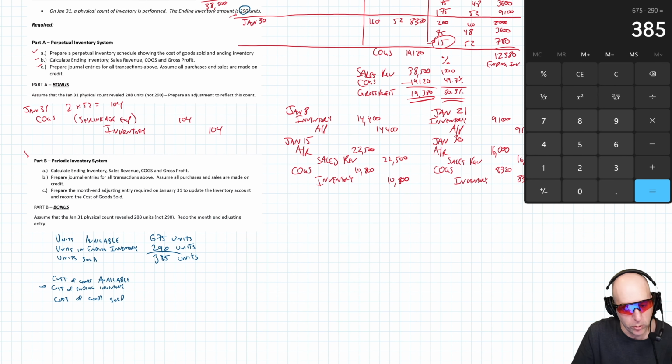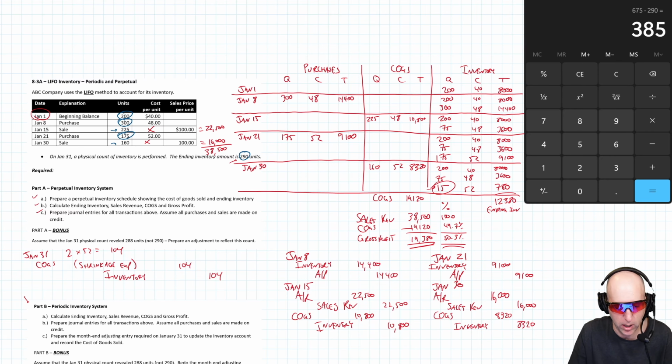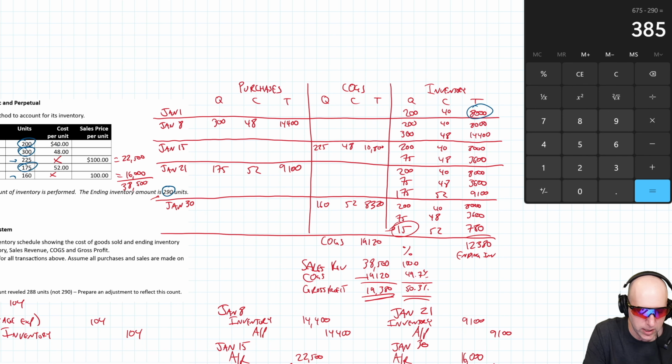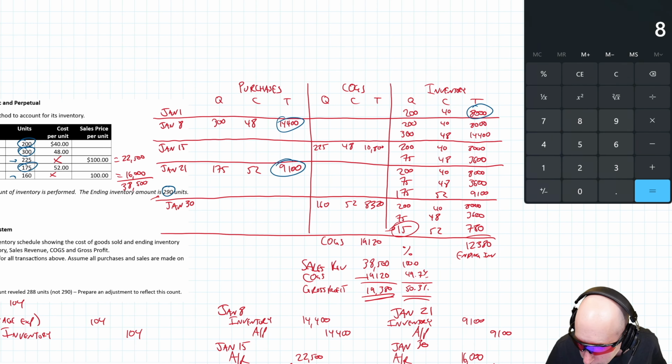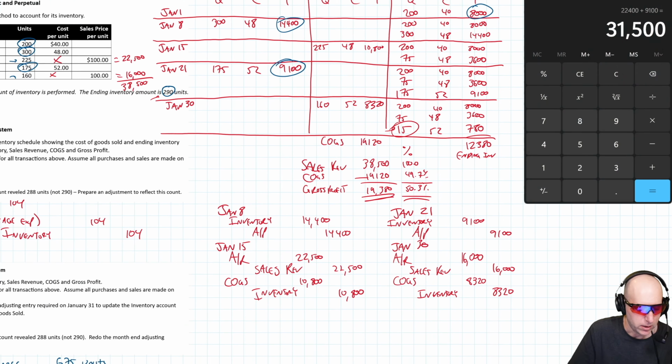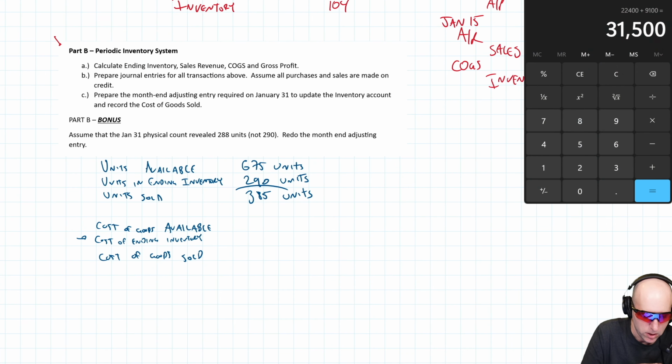Cost of goods available, pretty straightforward. You just add up your beginning inventory plus your purchases. I'll circle the amount. So $8,000 was our beginning inventory, 200 times 40. Then 300 times 48 is 14,400. 175 times 52 is 9,100. Add them up. 8,000 plus 14,400 plus 9,100 means our cost of goods available is $31,500.